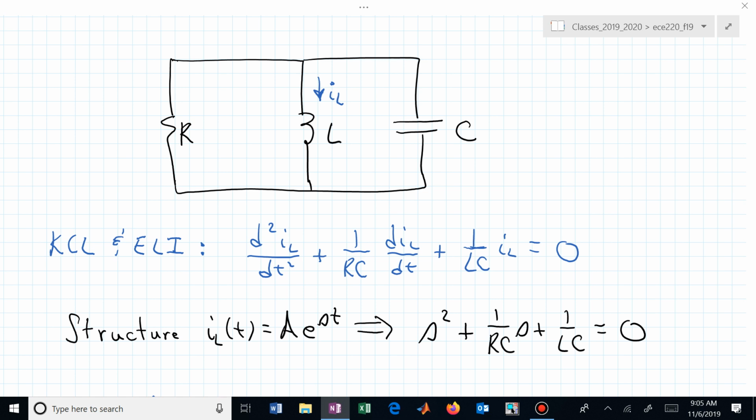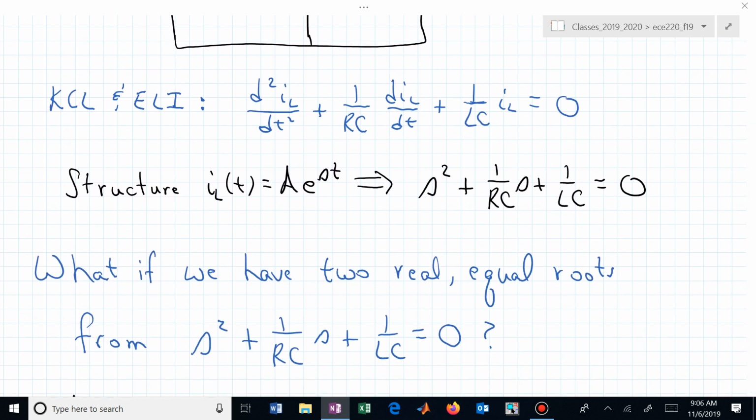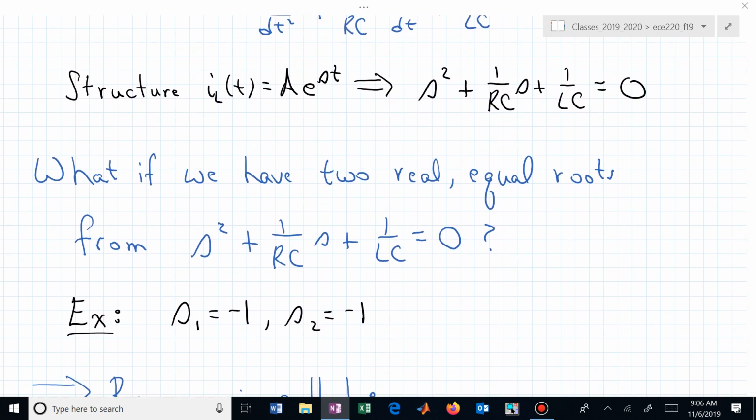Are they complex conjugate? Then we have oscillation. When we have that imaginary component, think oscillation. When they're real, then whether it's overdamped or critically damped depends on whether those roots are equal or unequal. If they're unequal, it's overdamped. Today we want to talk about the case where they are real and equal. What if we have two real equal roots that arise from this characteristic equation? For example, maybe they're s equals -1 and s equals -1. They're two real equal roots.